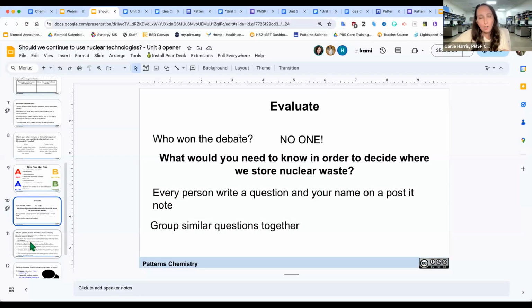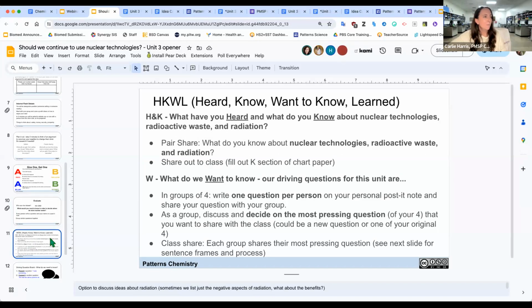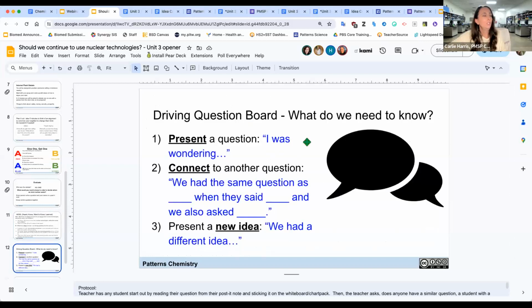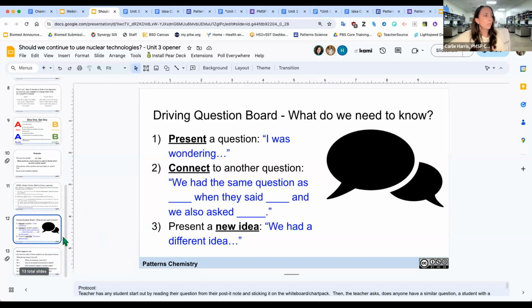Like, what do we need to know in order to decide if we should store nuclear waste in certain locations or not, right? And we've got our slides, as in other openers, that encourage our students to build this driving question board. And this driving question board should be interactive, right? Students should have the opportunity to use their own voice to ask questions that they might be interested in.